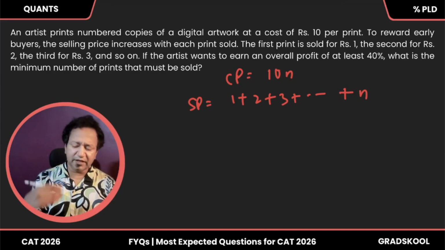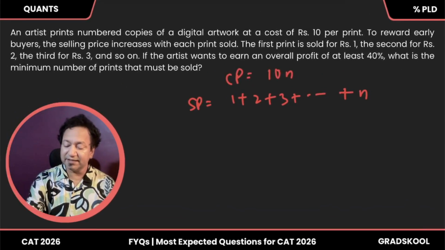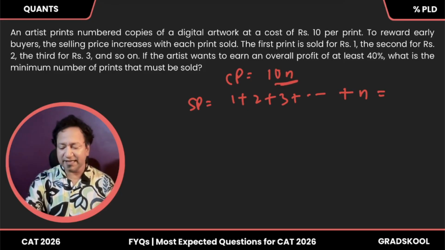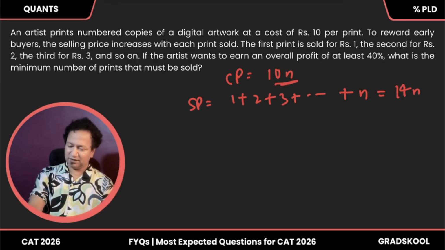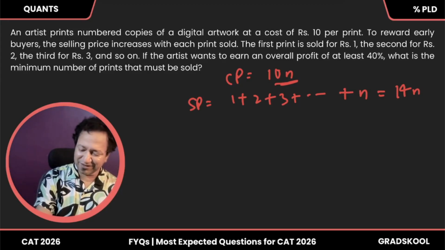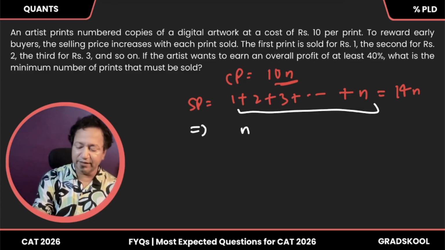If the profit is 40%, that means selling price will be 1.4 times the cost price. So I'll just equate the selling price to 1.4 times 10n. 1.4 times 10 is 14. That is equal to 49. Okay, so this is nothing but the sum of the first n natural numbers, which is given by n into n plus 1 by 2.